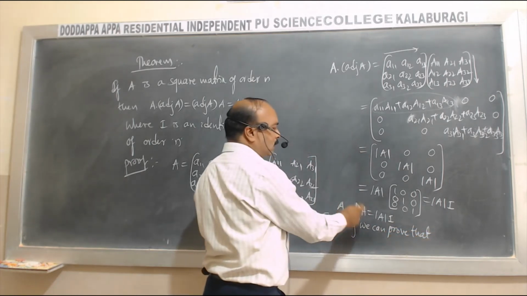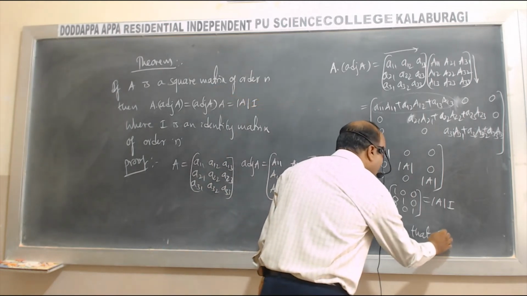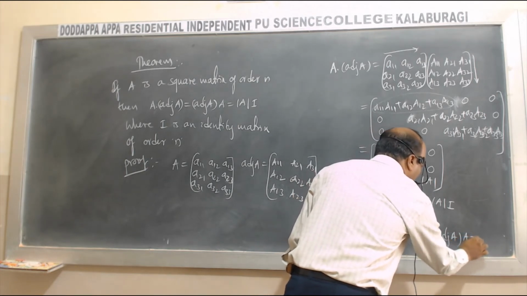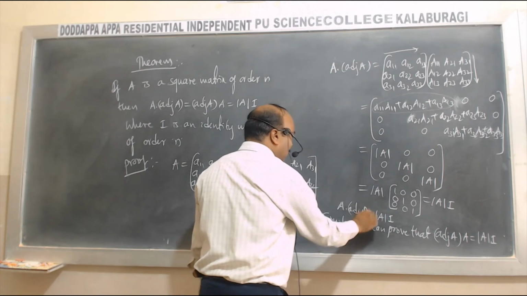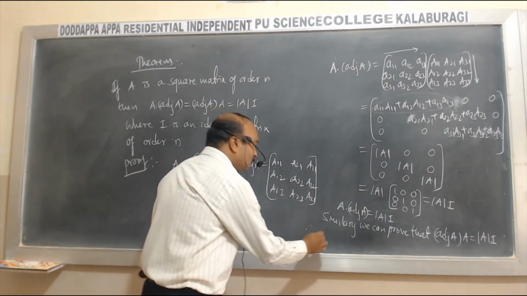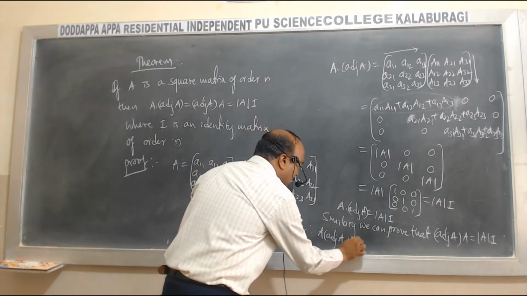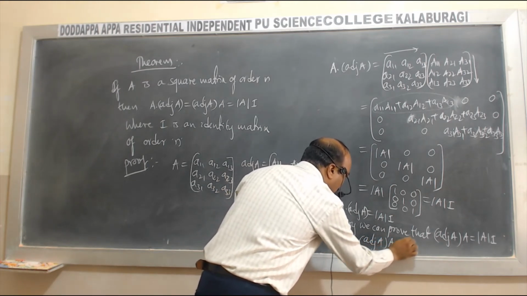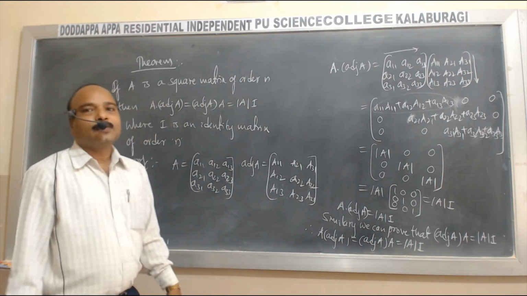If you interchange adjoint of A and A, then also you get the same answer, that is adjoint of A into A is determinant of A into I. Now by combining these two results we get A into adjoint of A equal to adjoint of A into A equal to determinant of A into I. So this is the proof of the theorem.